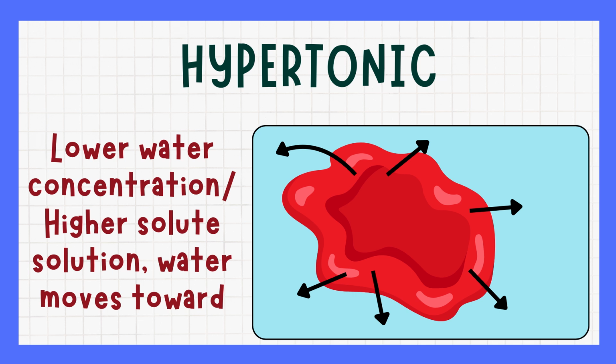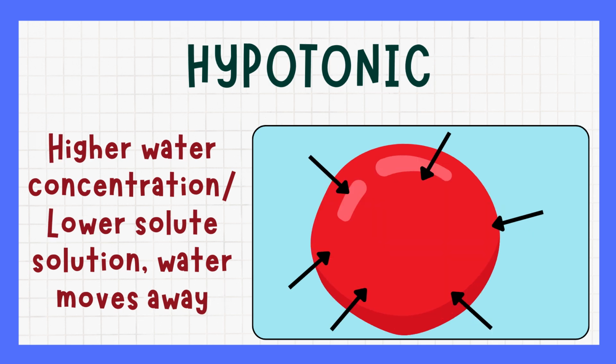First, we have hypertonic, which means there's a lower water concentration or a higher solute concentration. A solute is just a molecule dissolved in a solvent, which is typically water in biology. Solutions that are hypertonic to another solution mean that the water is more likely to move towards it. In this case, the red blood cells are being put in a solution that is hypertonic to the red blood cells, so they shrink. Second, we have hypotonic.